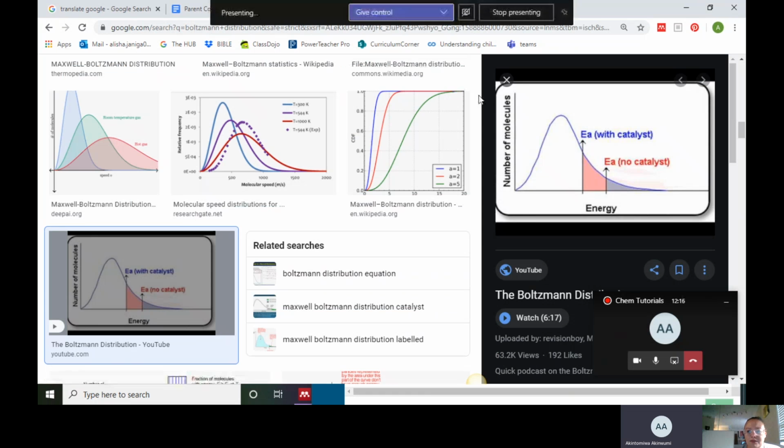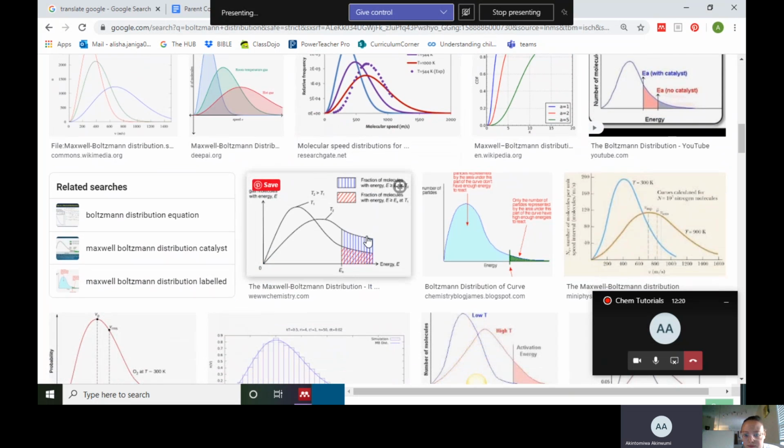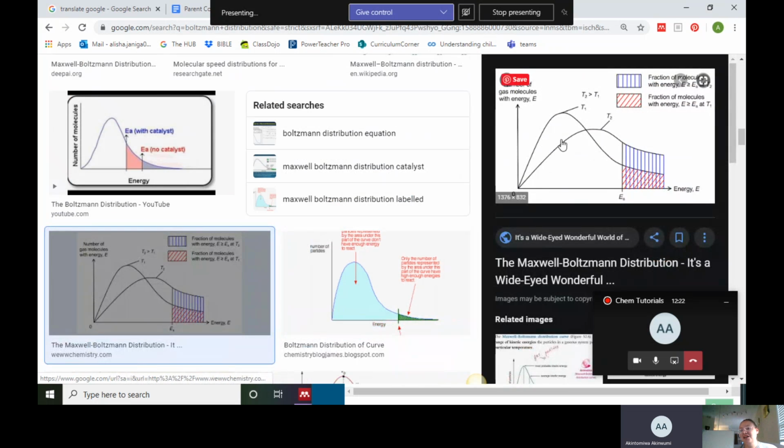And so when we look at the graph, if we have one with two temperatures, the height of the graph doesn't matter. What we care about is this area under the curve. And so at this EA, at the activation energy point, whichever one has more molecules that have enough energy to react, that's the one with the higher temperature.